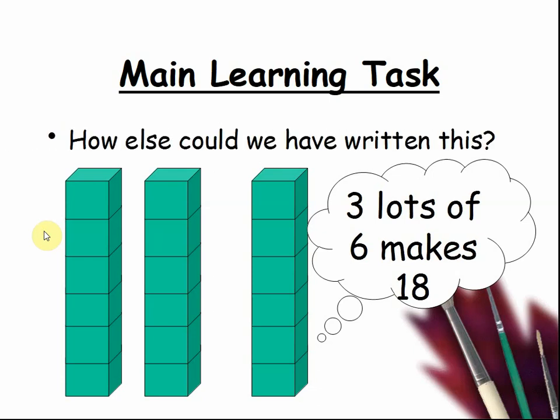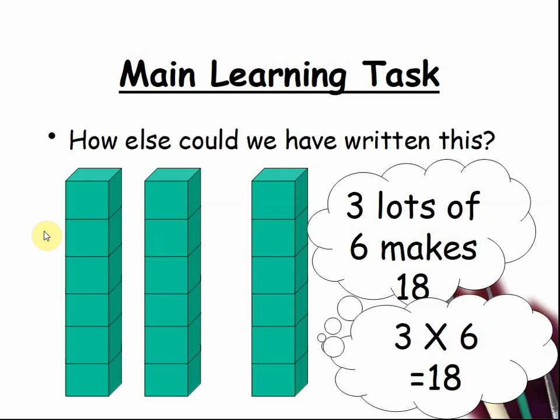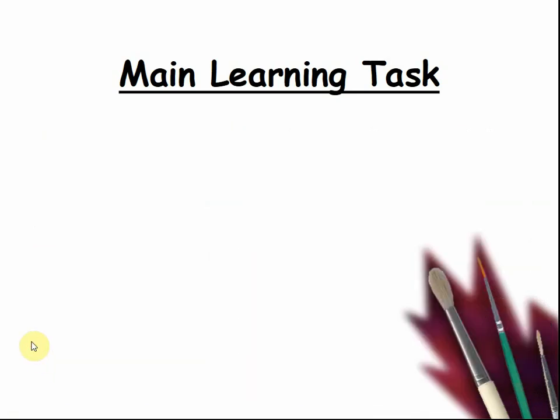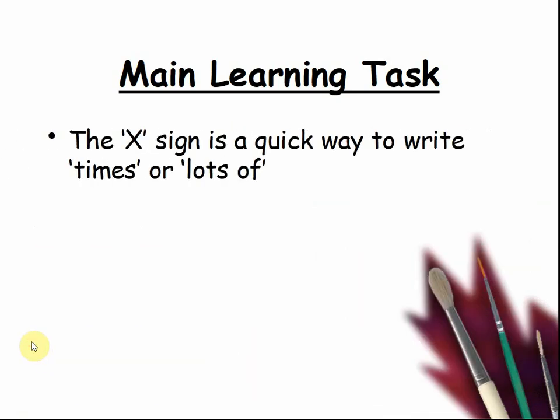How else could we have written this? We could have written it like this. 3 times 6 equals 18. So here is the multiplication sign, the times sign. And here is the equals, which means same as. The times sign is a quick way to write times or lots of.